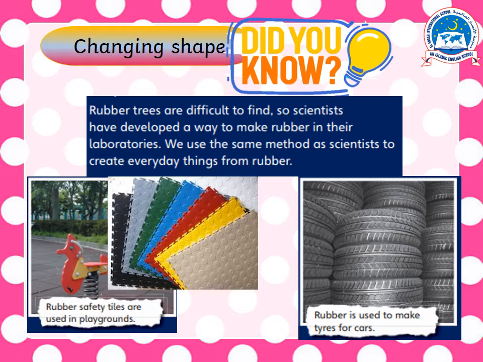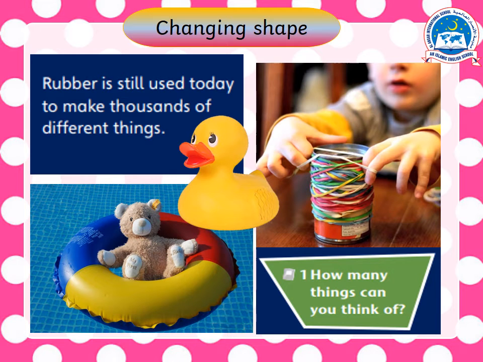Then some playgrounds also use very nice and beautiful, colorful rubber tiles to keep you safe if you have a fall. So all these materials that you can see around us use rubber. Some of them are made by scientists using a very clever technique to save nature. Here are more examples. Rubber is still used today to make thousands of different things.